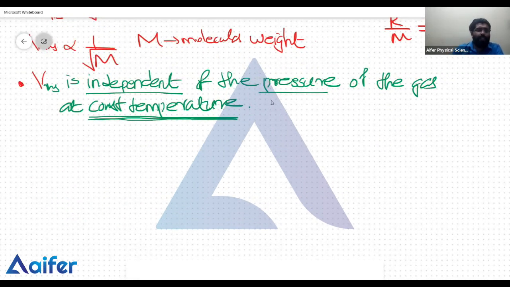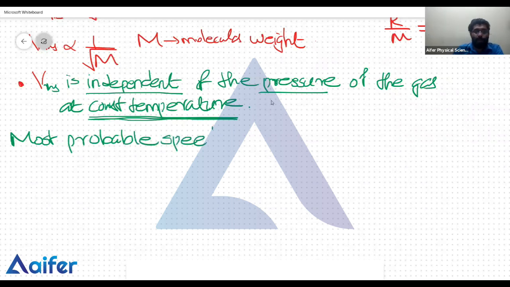Next, most probable speed. We will define it because it is very important. It is defined as the speed possessed by the maximum fraction of molecules present in the container. If you have 100 molecules, and 70 molecules possess a speed of 10 meters per second, then that is the most probable speed. It is the speed possessed by the maximum fraction of molecules.